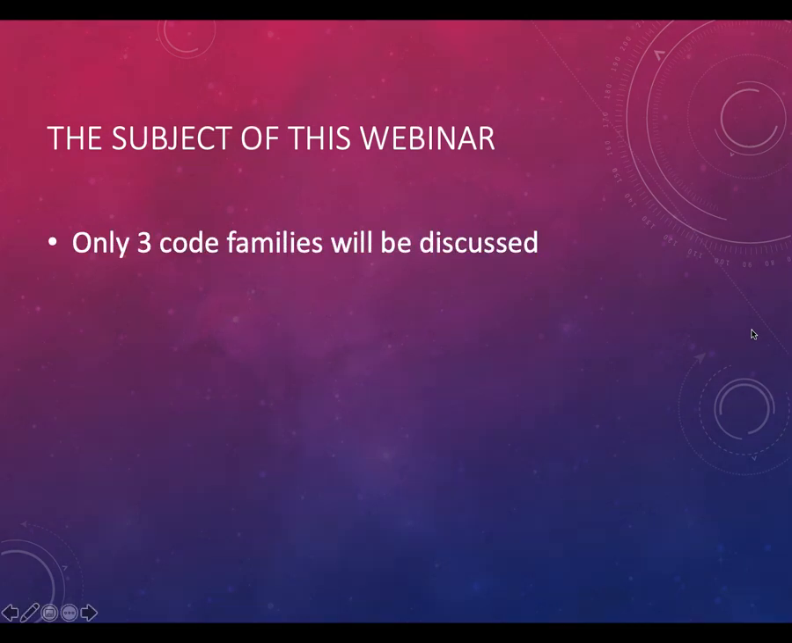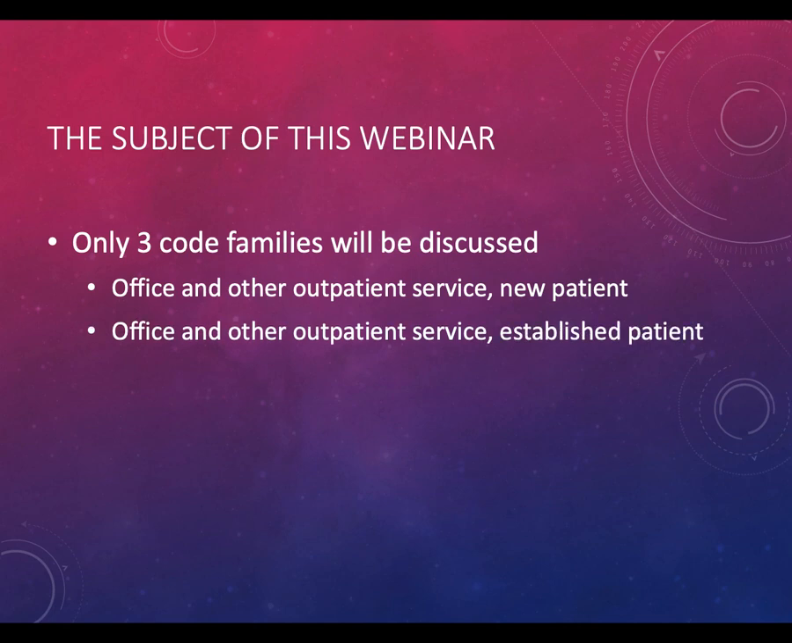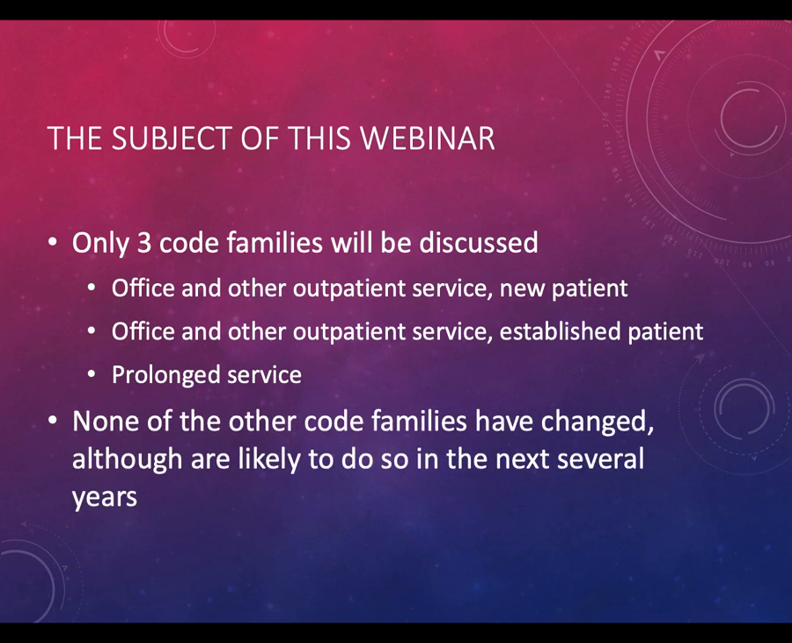This webinar only concerns the three code families that change in 2021, namely Office and Other Outpatient New Patient, Office and Other Outpatient Established Patient, and prolonged service for these codes. For now, the other families remain the same and have the same rules for code selection that they have had all along. This means that there are two definitions for both medical decision-making and time, one for office and other outpatient, and one for the rest of the E&M codes that rely on medical decision-making. Notably, unchanged codes include those for hospital inpatient, including PHP and IOP, and consultation.